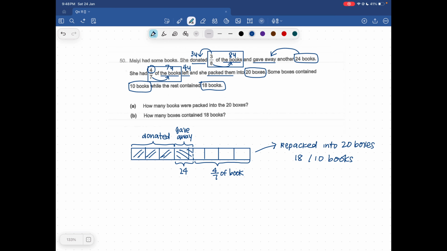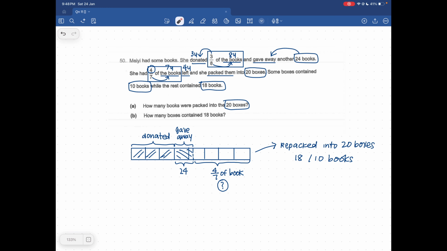So now, question A. How many books were packed into the 20 boxes? I want to find out the number of books represented here. So my question mark for A will be here. We only have one number in this entire question, which is 24. To find out the number of books, I need to know how many units are represented by 24. But this doesn't tell me anything. So what we need to do is to look at the model carefully and read the question.